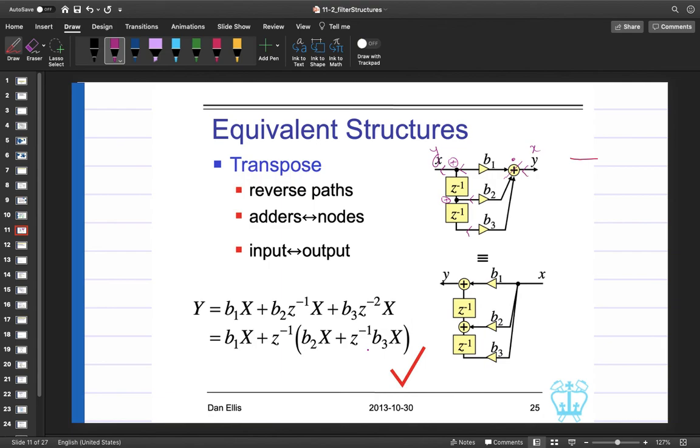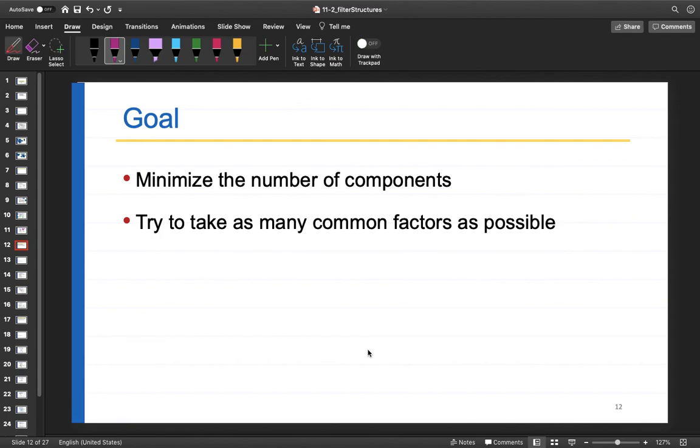Okay, now let's move on. The goal is to minimize the number of components that are required, and to take as many common factors as possible to minimize computations in the implementation.